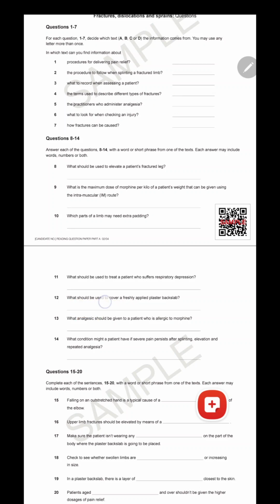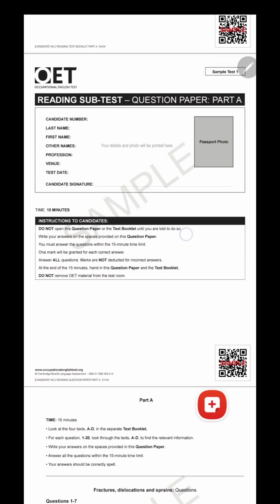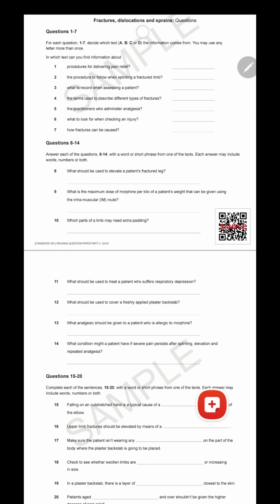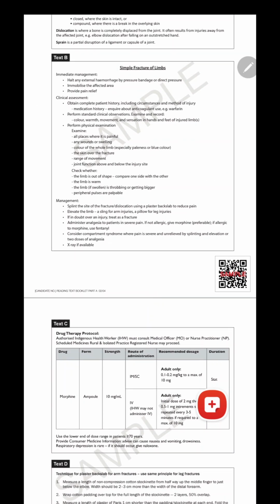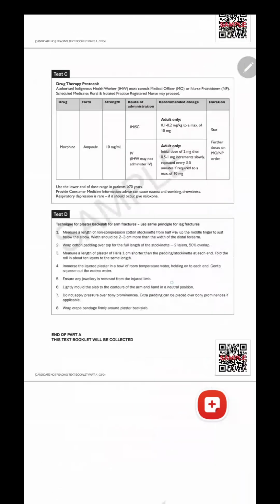what should be used to cover a freshly applied plaster back slab? We can see plaster back slab. Now, if you remember, plaster back slab was over here. So we can write down crepe bandage. And if you mark the keywords, what analgesia should be given to a patient who is allergic to morphine? It was in the management part, if you recall. You can see that here, not allergic to patient, fentanyl is the answer.